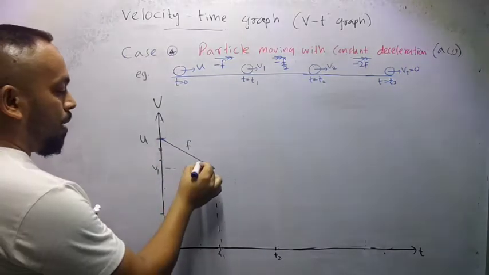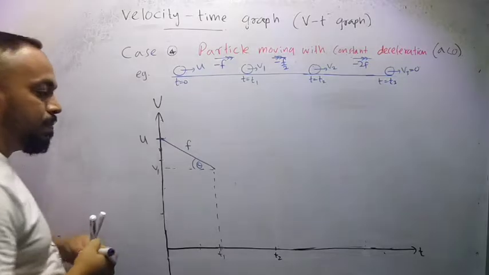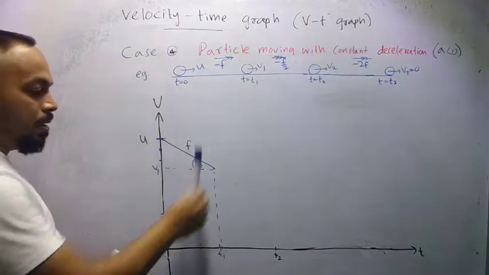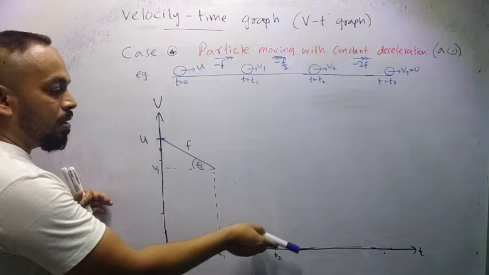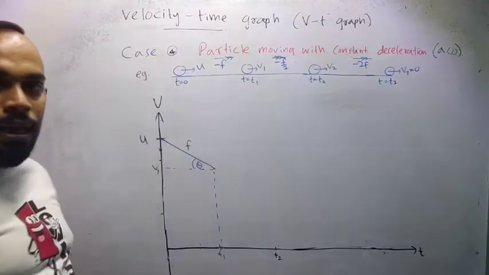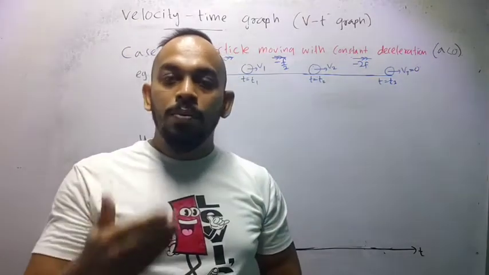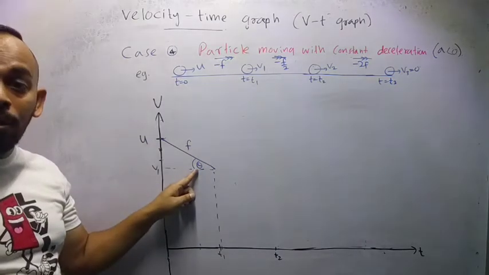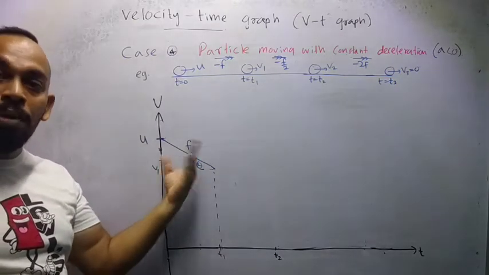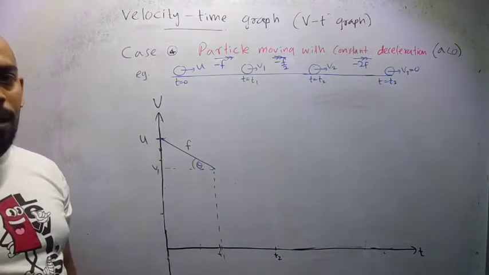Notice here I'm going to use theta with respect to the negative axis. Usually if the gradient is negative, we measure the angle with respect to the positive t axis. But when it comes to problems, it's easier to mention the acute angle. Mentioning the acute angle on this side makes the calculations easier for us.